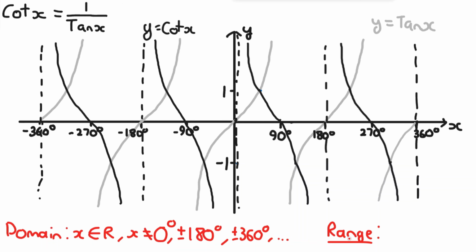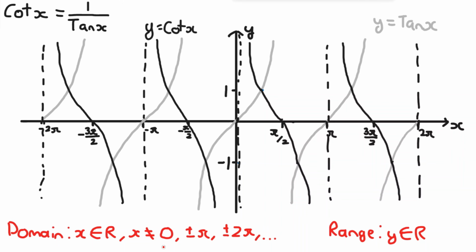Now the range is actually different from the previous two. The range is actually also all real values. It's both when it's above 1 like this, and when it's below minus 1 like this, but you can see that there are values between 1 and minus 1 this time as well in these areas here. So therefore all values of y can be outputted. And again, this could also be in radians, where the domain would instead be all real values of x except when x is equal to 0, plus or minus pi, or plus or minus 2 pi, and so on.